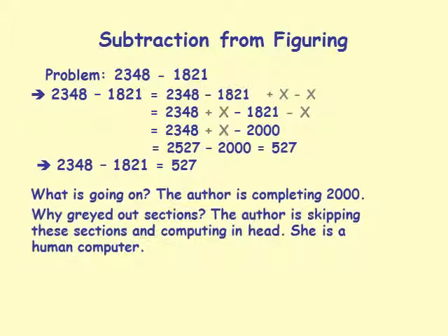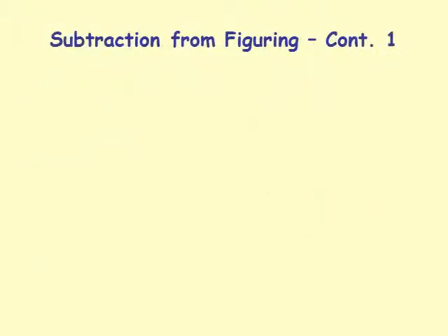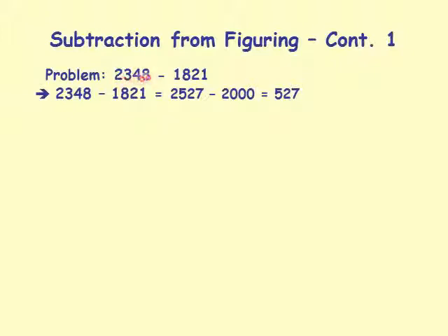Let's see what's going on here. The author is completing 2000. In Vedic math, we would say we were doing by completion. We are trying to complete 2000 from 1821. With the grayed out sections, the author is skipping these steps and computing in the head. Looking at the example further, 2348 minus 1821 has the equivalent problem 2527 minus 2000, which is 527.